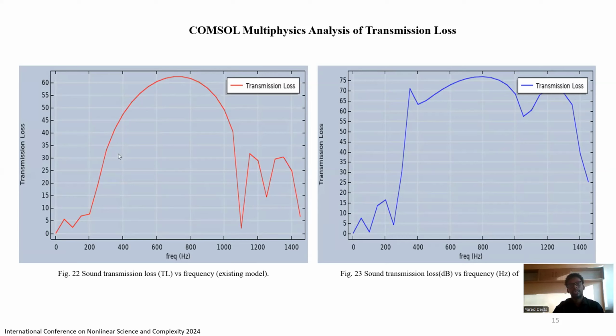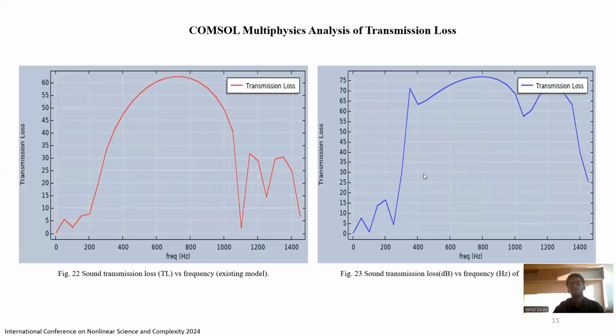This is for the existing muffler, and this one is for the design muffler. This graph is plotted for the frequency range from 1 to 1,500. In the existing muffler, the maximum transmission loss is 60, whereas in the design model, we get 75. If we take the difference, we have a 15 decibel difference. If you look at each point, the designed muffler shows a better transmission loss result.